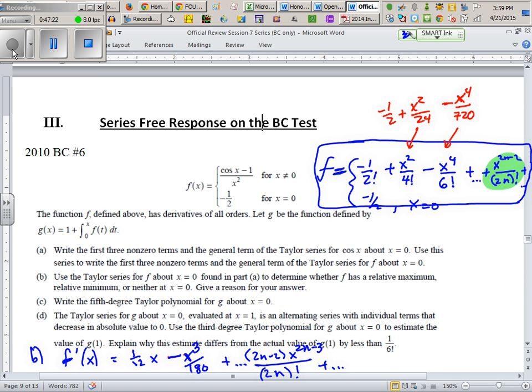Okay, so now what happens if you plug in 0 into your derivative? What happens to every single term? You get 0. What does that mean? The slope is 0. So no wonder they're asking us what kind of critical point it is. It's definitely a critical point, right?